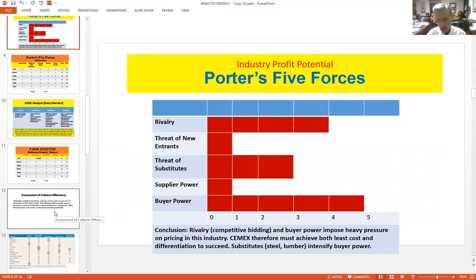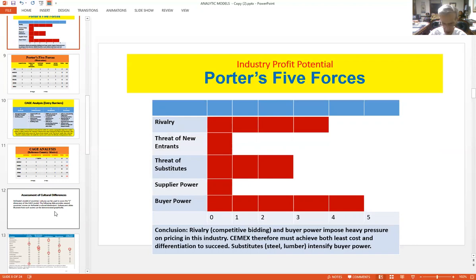Okay, here's another way of doing Porter's 5 Forces, and I like it a lot. It's graphic. It tells you where the problems are and where they are not, and things sort of stand out. As you can see down at the bottom, this was an analysis of the cement industry, and the company under analysis was a company in Mexico called Cemex. I urge you to look at it.